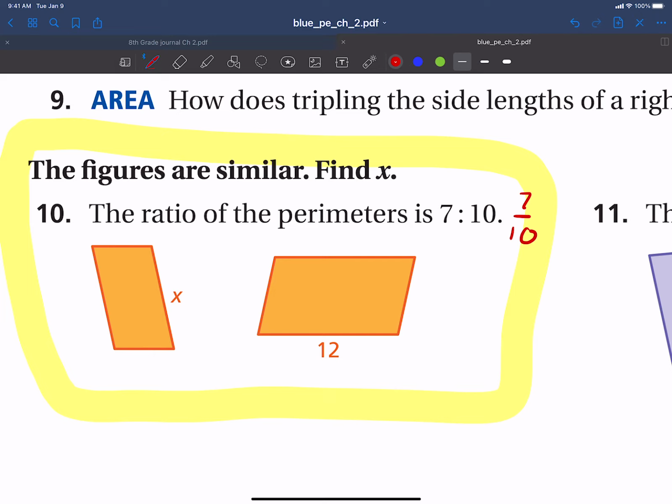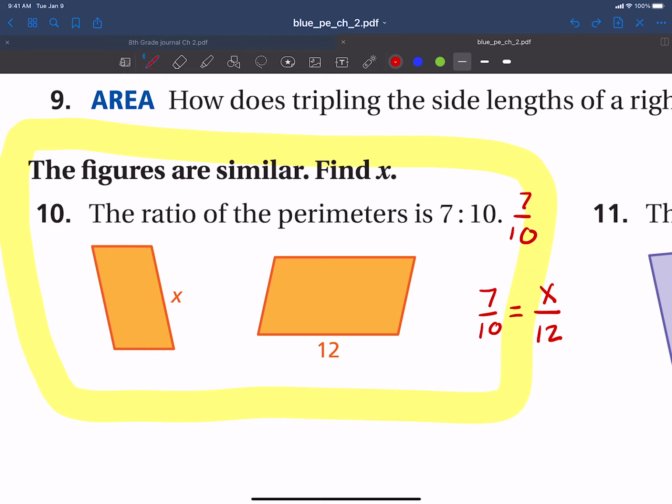So if I'm saying the ratio is small shape to big shape, set that equal to the sides they did give you. Who goes on top? Why are you guys saying x instead of 12? Because it's so small. Yes, we keep littles with littles and bigs with bigs, right? Now did I set up a proportion that I can solve? Yes. How do I solve for x?